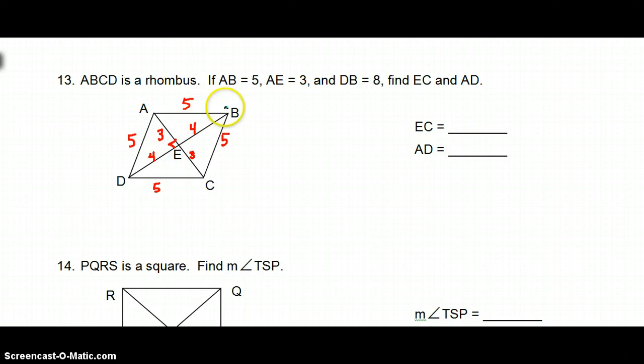Let's see what we need here. So AB is 5, AE is 3, and DB is 8. Find EC. EC, we already put it down, it's 3. And AD, right here, is 5. Done.